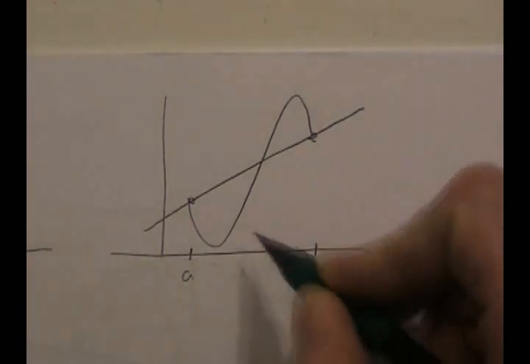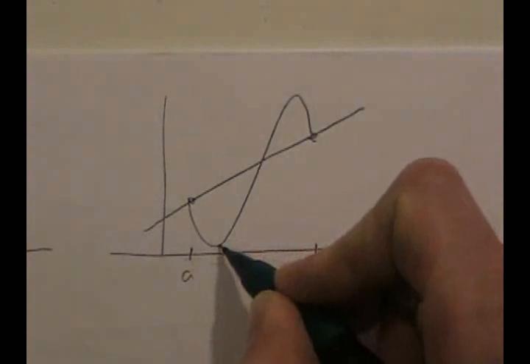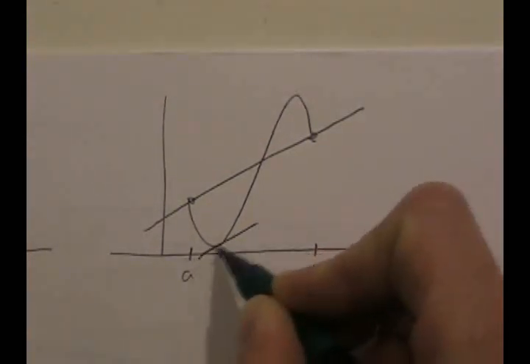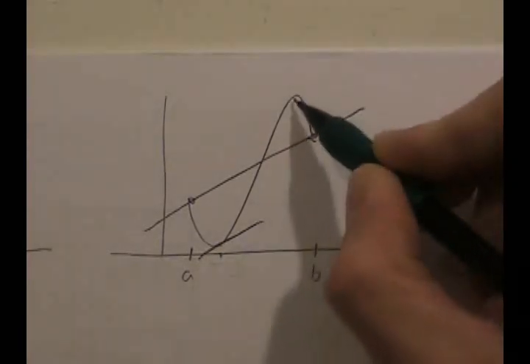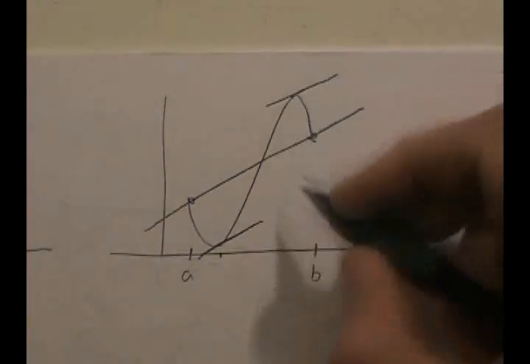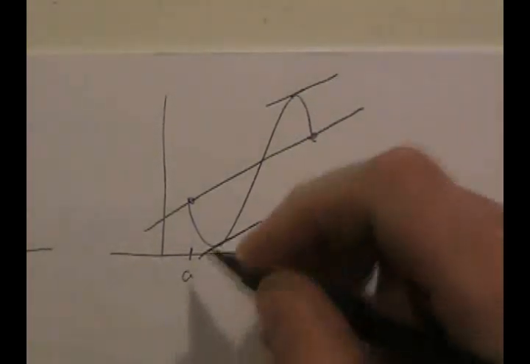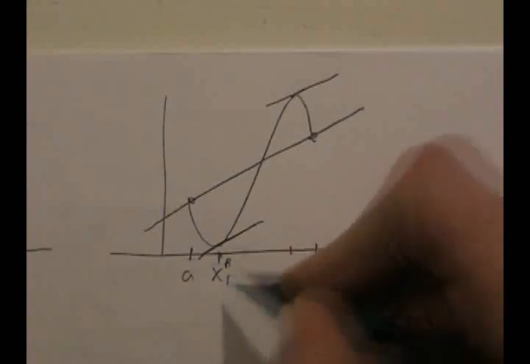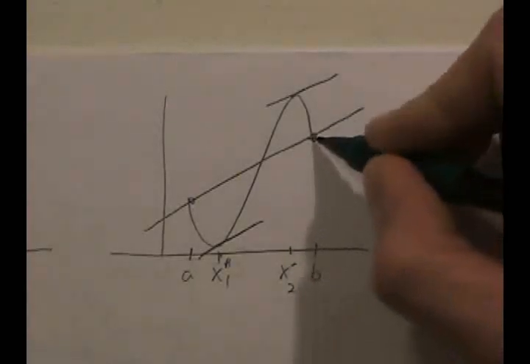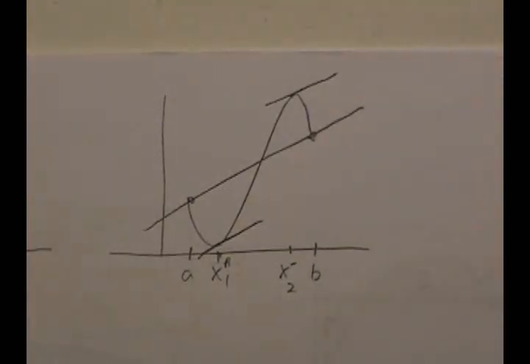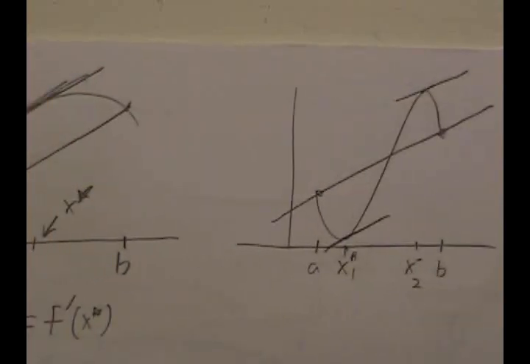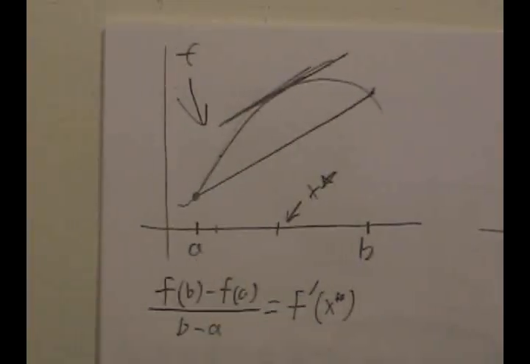For this particular case here, it looks like there are two different answers. There's one value of x here where the tangent is parallel to the secant, and there's another one as I have it drawn up here. So this one happens to have two values of x. I guess I could call it x star 1 and x star 2. But the theorem guarantees the existence of at least one. But this doesn't really help us; this is just the statement of the mean value theorem. This isn't going to help us in the next video.